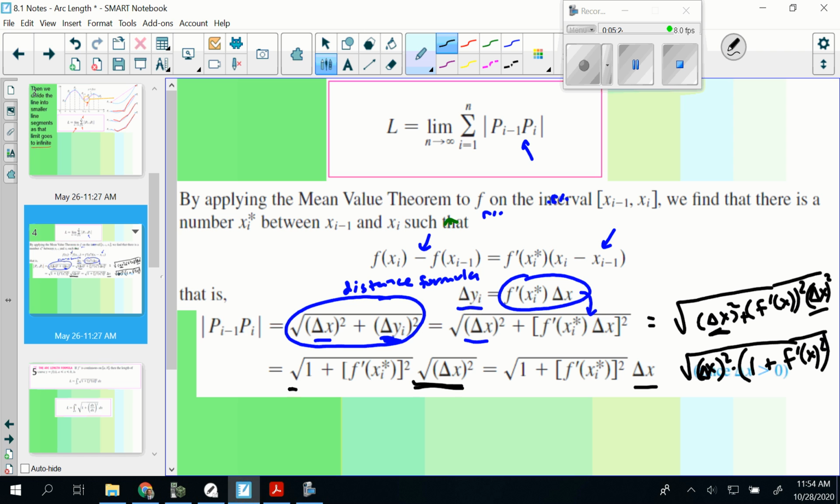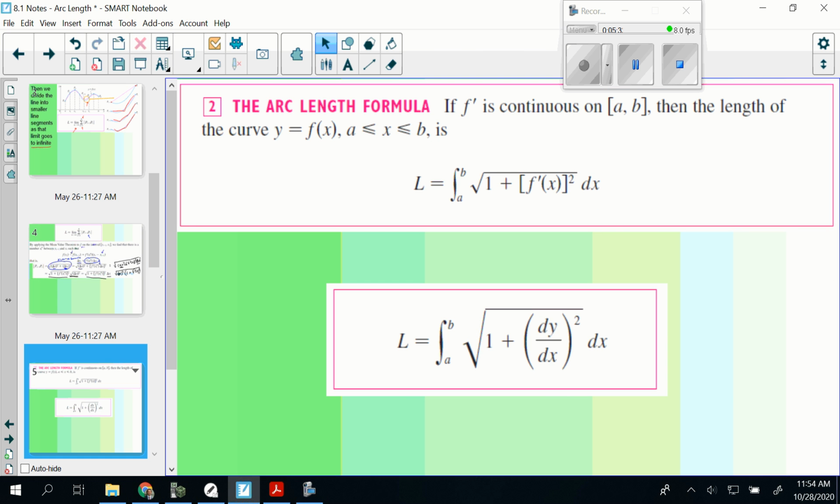Over here, this is what we've got written, and that becomes our way of finding the distance of a curved line: the square root of 1 plus the derivative squared times our change in x, and then we integrate that from a to b. That would give us the distance of that line. But one thing we have to make sure of is that the derivative is continuous on the interval from a to b. As long as that's true, this equation will find the arc length.